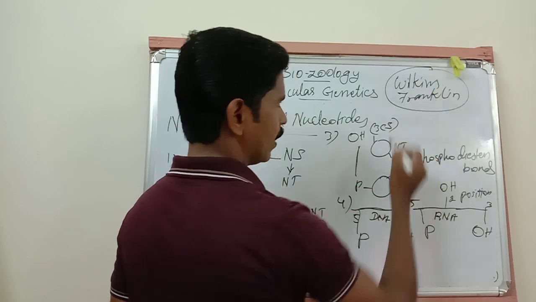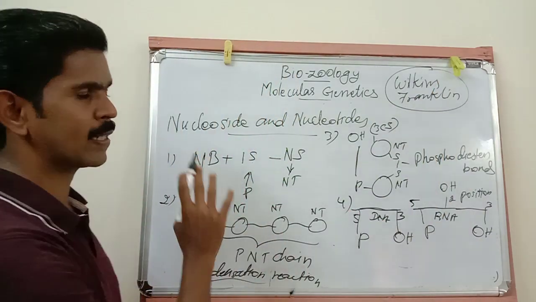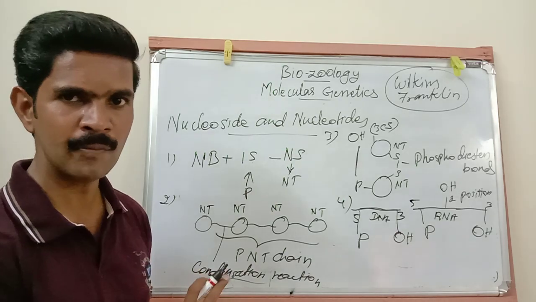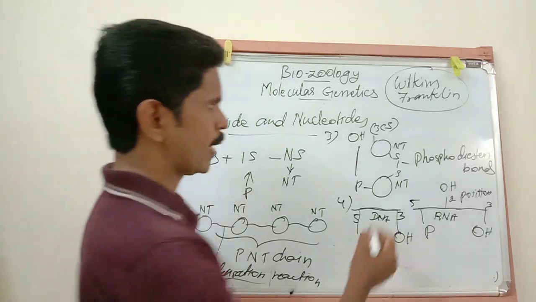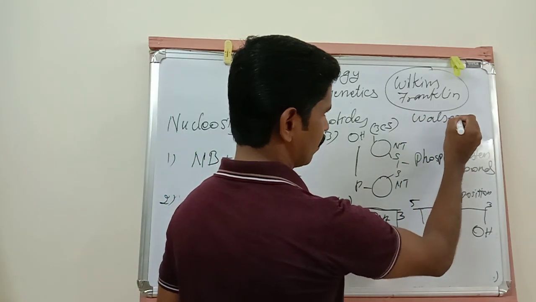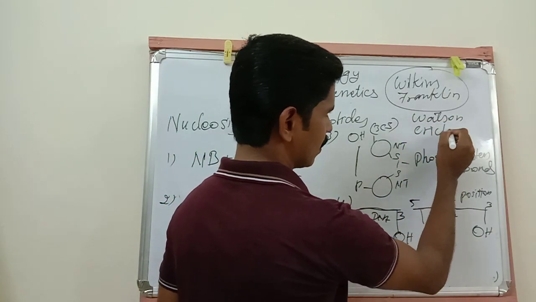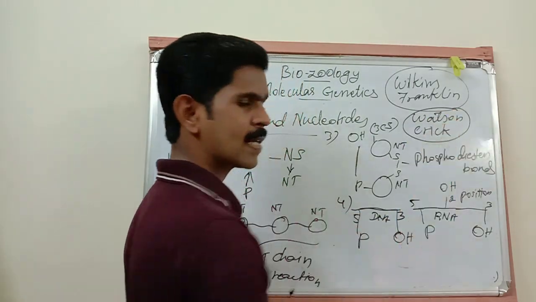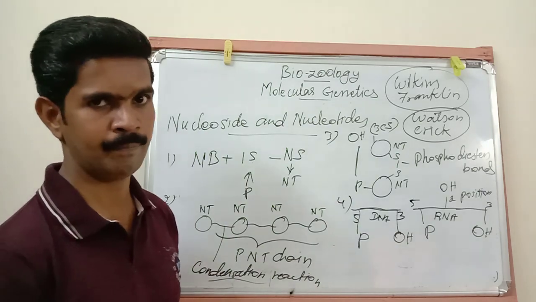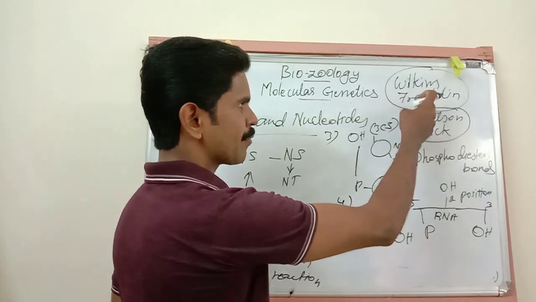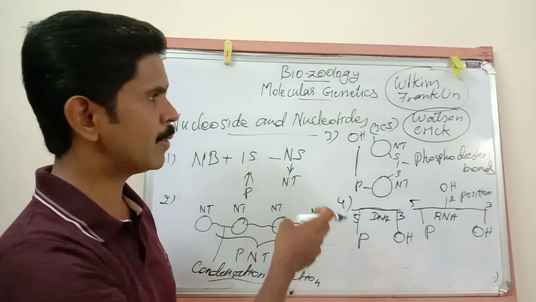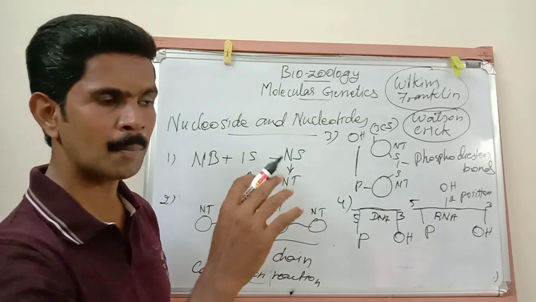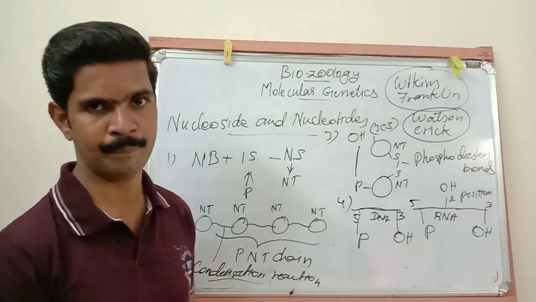These two scientists, Wilkins and Franklin, first analyzed this nucleic acid with the help of X-ray. Then two more scientists, Watson and Crick, first introduced the double-strand structure of the DNA molecule. Listen very carefully. Wilkins and Franklin analyzed the nucleic acid with the help of X-rays, and Watson and Crick together introduced the double-strand structure of the nucleic acid DNA.